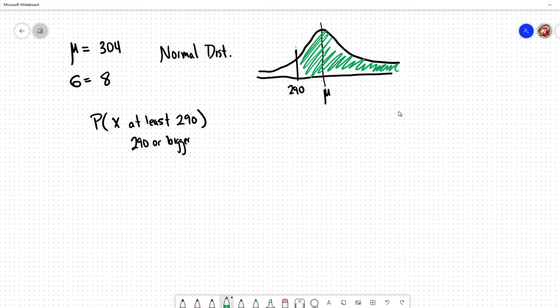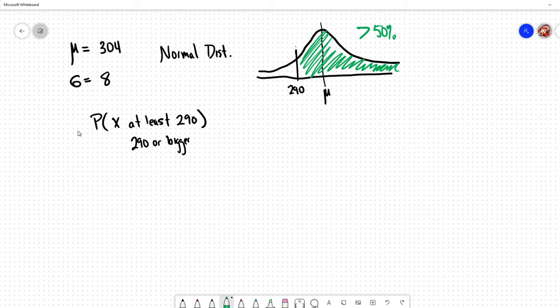So this is a reason why I like to mark it on the graph: now I visually see I have shaded more than half of the graph, because in a normal distribution the mean is right in the middle, right? So I see I've shaded more than 50%. So whatever answer I'm going to get from here has to be bigger than 50%. This is important, especially if we're getting our answers from the calculator or the table, to catch myself if I'm looking at the wrong side.